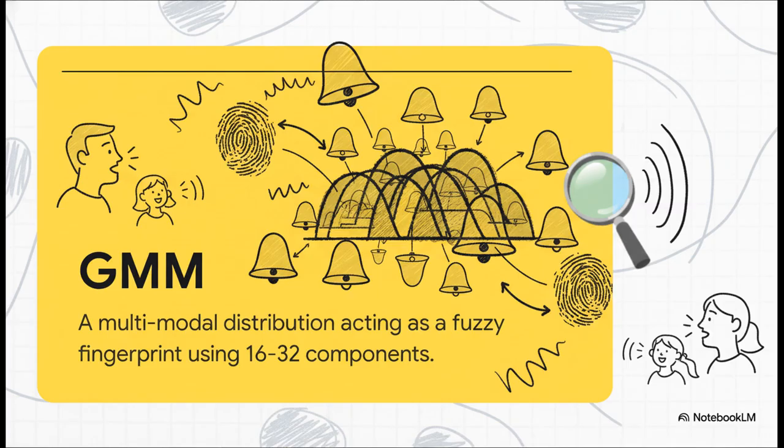So we use a Gaussian Mixture Model, or a GMM. By combining 16 to 32 separate bell curves together, we create this multimodal, fuzzy fingerprint of the audio vectors. It handles speaker variability perfectly. Plus, we use diagonal covariance instead of full covariance. Why? Because the math of our audio features is specifically designed to be decorrelated. This saves us massive amounts of computational power without sacrificing accuracy.